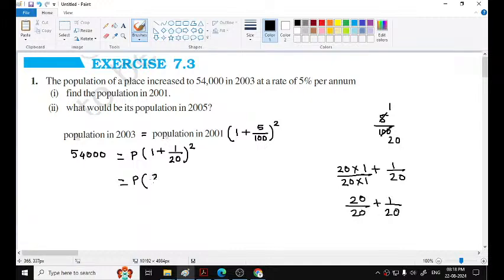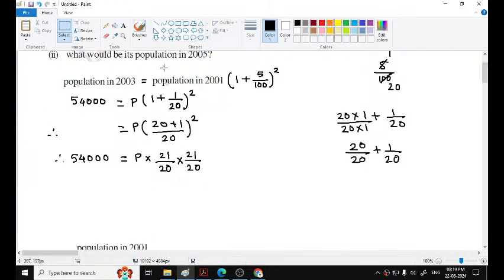This can be written as 21 upon 20, or let us write one more step, and that is (20 plus 1 upon 20) squared. So we have 54,000 is equal to P into 20 plus 1 is 21 upon 20 squared. So this is again 21 upon 20.